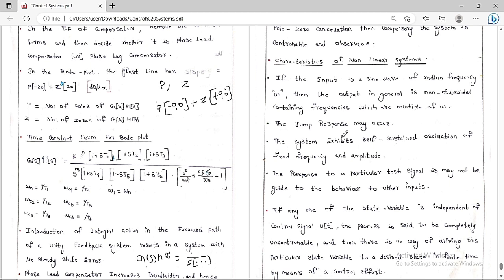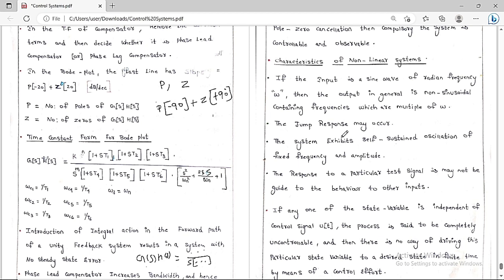In the case of linear systems, I have already told you, if you give the signal delta of t, you get h of t. With the help of h of t, you can figure out the output for any type of input, but this is not the case in non-linear systems. So these points you always have to keep in your mind.